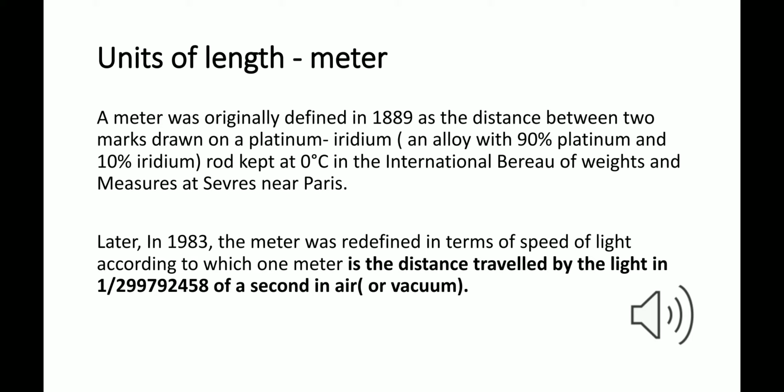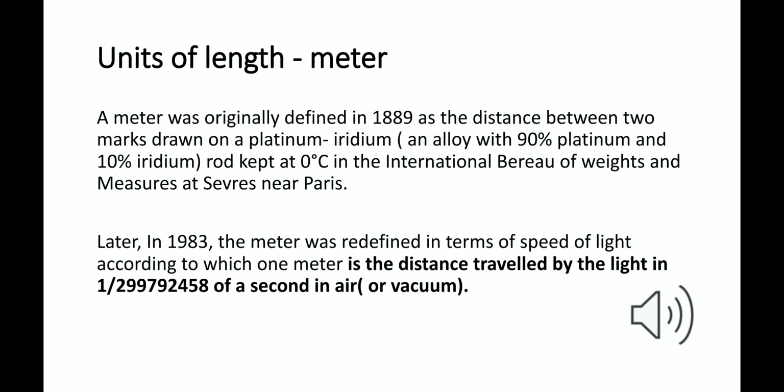Then in 1983, the meter was redefined in terms of the speed of light, and this definition is still continuing. 1 meter is the distance traveled by light in 1 upon 299792458 of a second in air or vacuum. That means the distance traveled by light in this many seconds will be 1 meter.